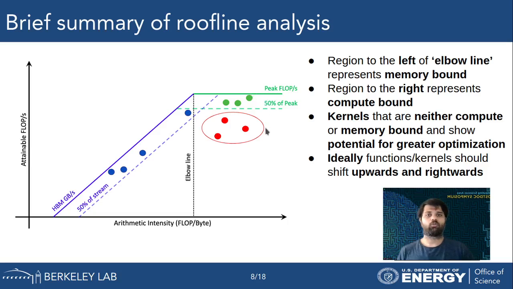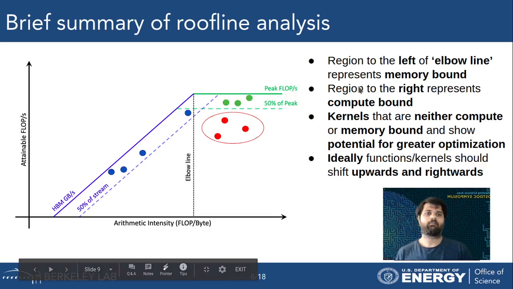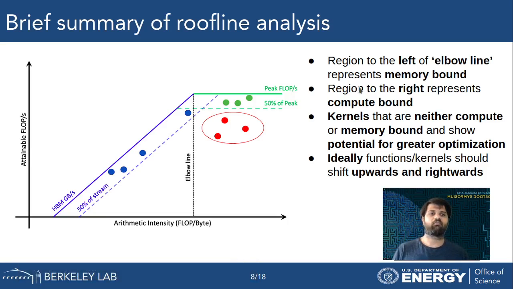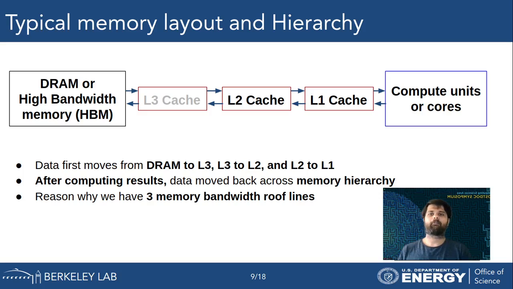If your kernel does not lie between these two regions, and you lie somewhere here, it shows that you have a good opportunity to improve your code, meaning that these kernels now show the maximum potential for, pun intended, greater optimizations.